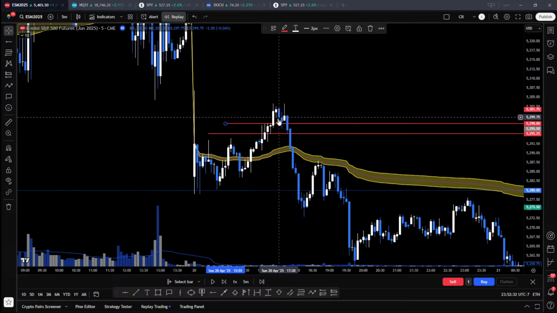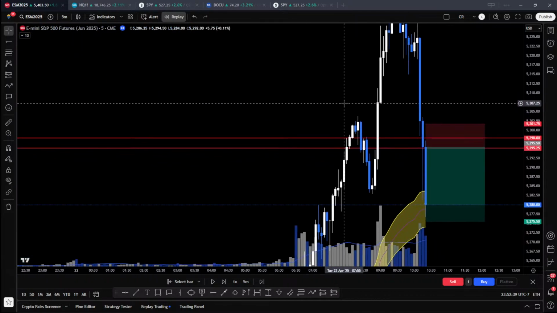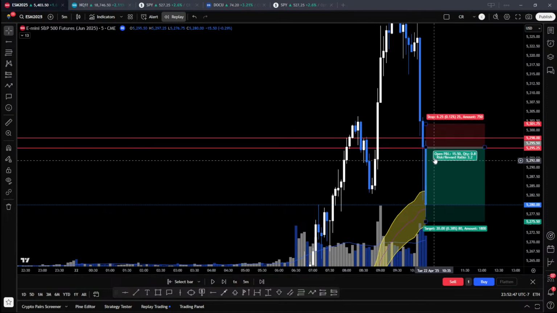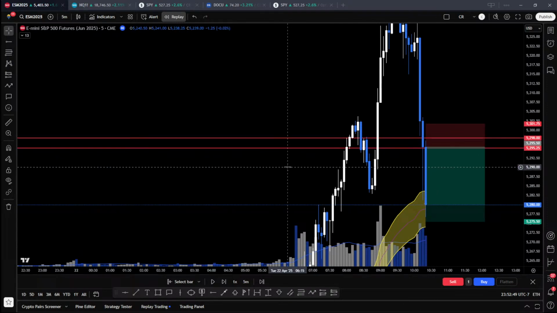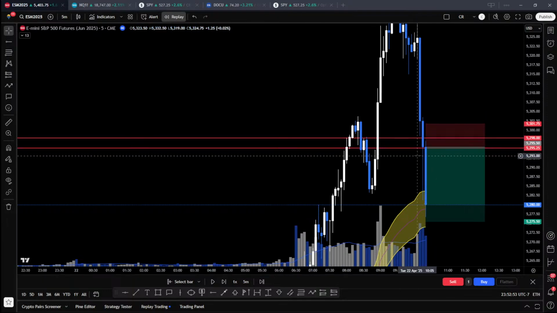Resistance, broken through, support. Tried to act as support here, broke back through. If we come back over to here, resistance, broken through, tried to act as support, broken through, resistance. I think this was your entry on that trade that you're looking at. Your entry was basically your stop loss.